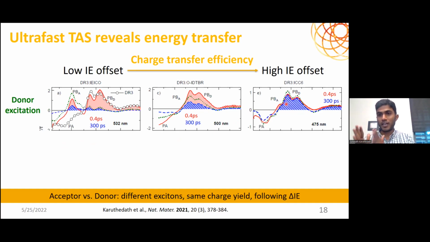It depends on the IE offset. If you have high IE offset, that means you have more chances for charge generation. If there is low IE offset, basically you are not having enough charges generated in the system, which explains the performance dependence on the IE offset.